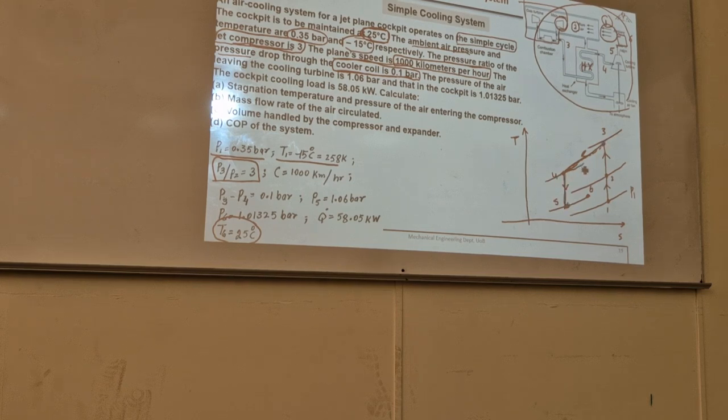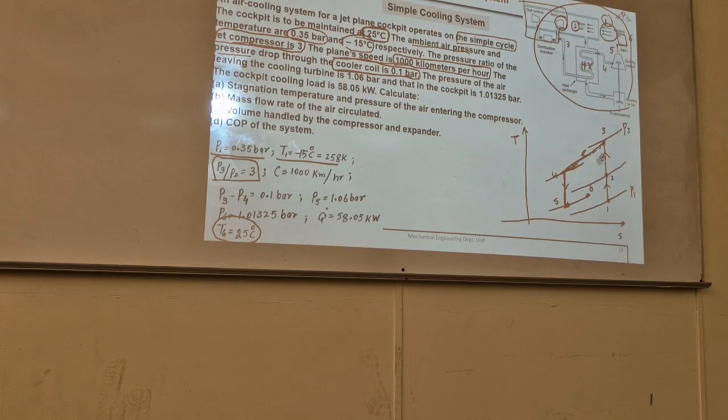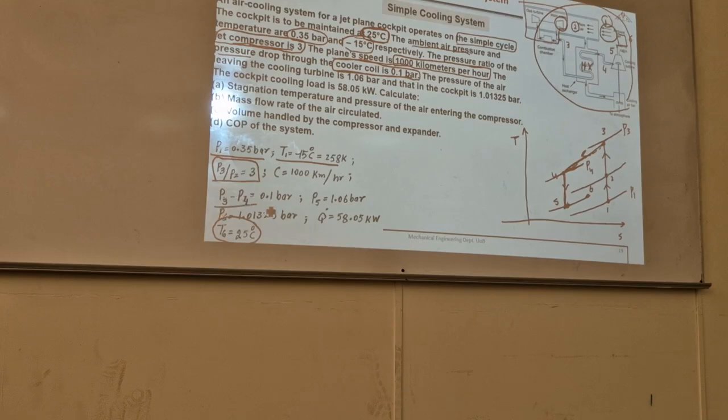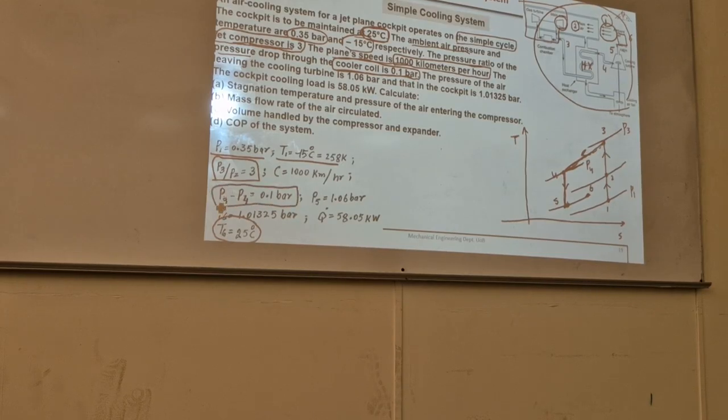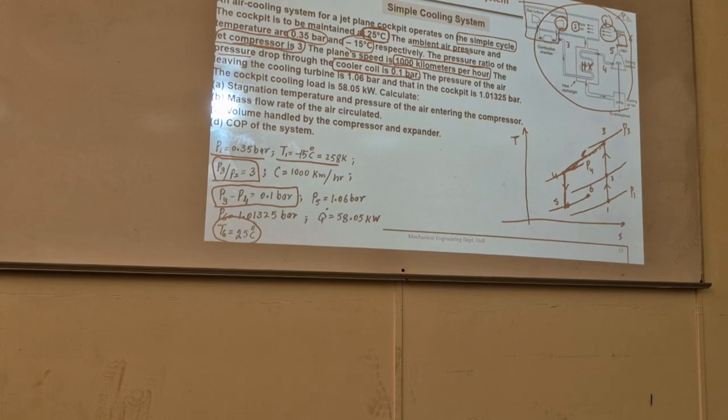From 3 to 4. This is P3. This is P4. It means P3 minus P4 is given. Higher pressure minus low pressure. The pressure of the air leaving the cooling turbine is 1.06 bar. Leaving the cooling turbine. Which point?